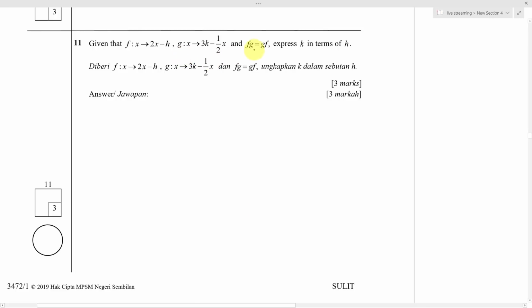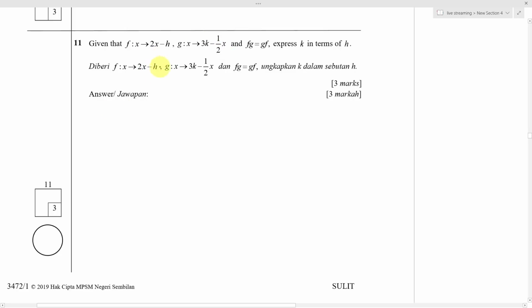Okay, so fg equals gf. Basically, you find the composite function fg and the composite function gf, then you set fg equal to gf and solve it. You should be able to get it. So we will do fg first.